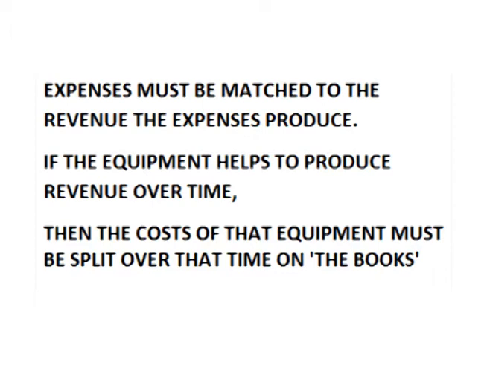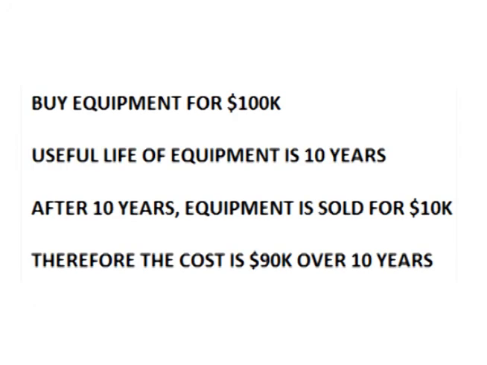Depreciation is the way companies expense the cost of an asset, like a piece of equipment, over its useful life. Let's look at an example. Let's say a mining company buys a piece of heavy equipment for $100,000. The equipment is expected to last for 10 years, and at the end of 10 years, it can be sold for $10,000. Therefore, that equipment loses $90,000 of value over 10 years.